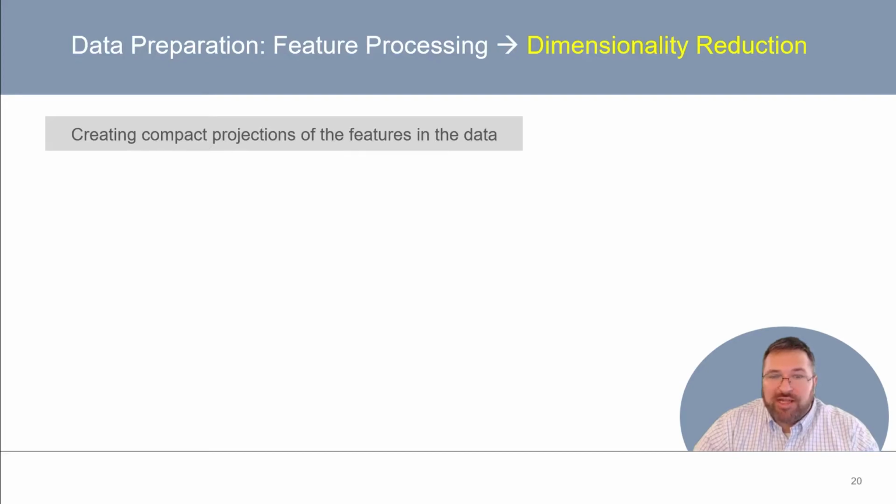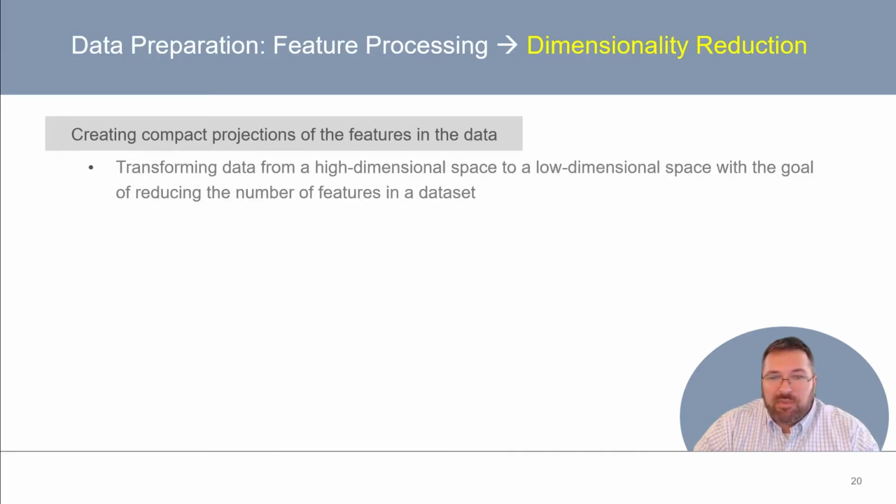Dimensionality reduction creates compact projections of features in the data. It does this by transforming data from a high-dimensional space to a low-dimensional space, often with the goal of reducing the number of features to analyze in a dataset. Dimensionality reduction helps to address the curse of dimensionality, which we talked about in our second video covering biomedical data.